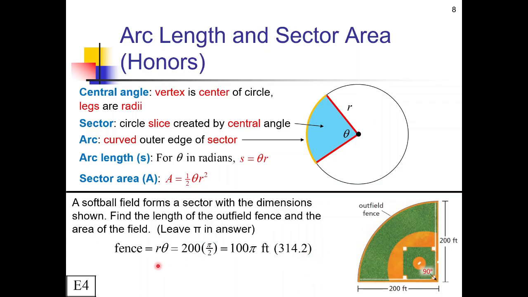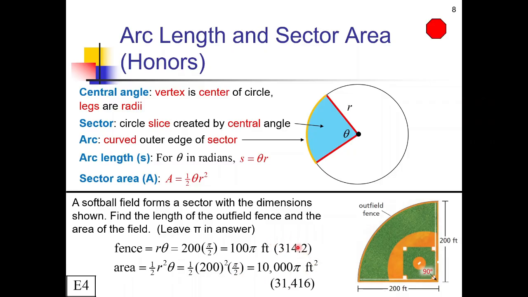Let's do the area now. The area of this sector is just using this area formula here. So we've got 1/2, the radius is still 200, and we also have pi over 2 for our angle. Now if we clean this up a bit, we can do this without a calculator. 200 squared would be 40,000. Half of 40,000 is 20,000, and we have to divide by 2 again to get 10,000. So that's 10,000 pi, and that's in feet squared. Or taking it out a few decimals, 31,416 square feet.